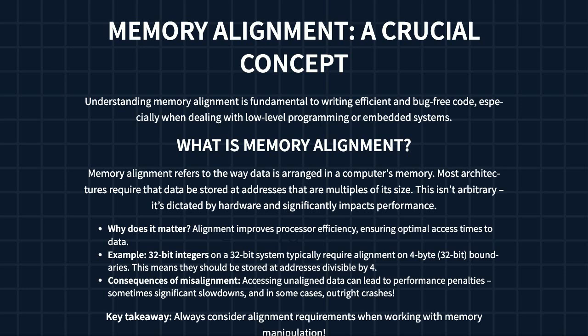If your code isn't careful about aligning integers or other data types correctly, say you're trying to read a 32-bit integer from an address that's not divisible by 4, you could end up with really slow performance or even crashing the program. It's a small detail, but it makes a big difference in how efficiently your code runs.